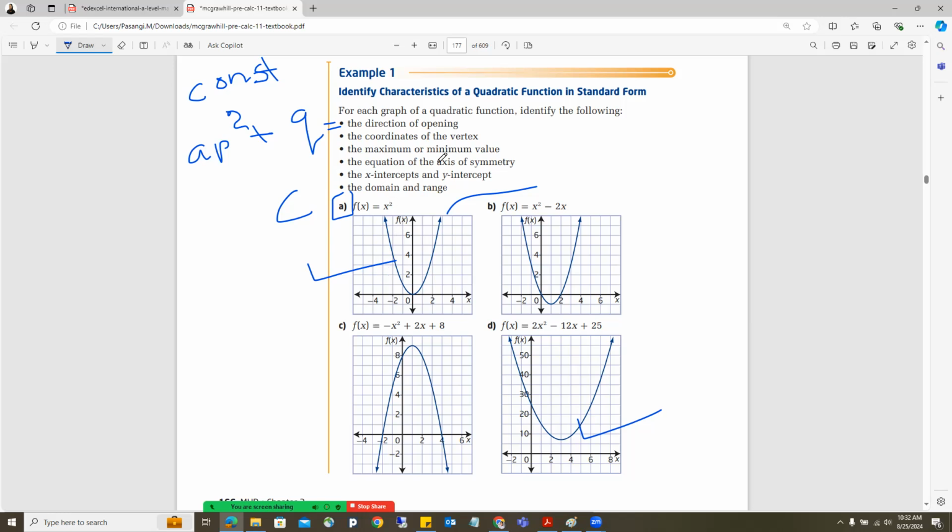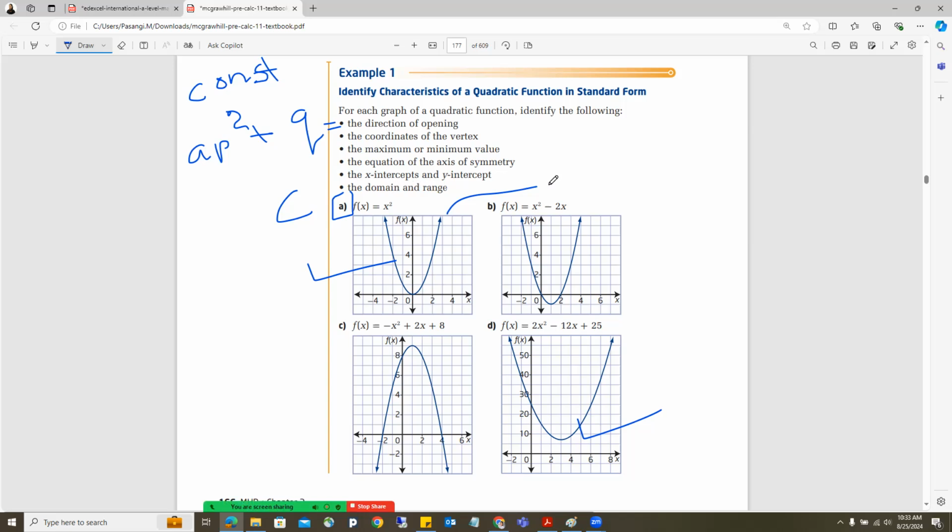The equation of the axis of symmetry, x equals 0. That means the y-axis. Then the x-intercepts and the y-intercepts. x-intercepts? How about 0, 0? Yes, you can take 0, 0. And what about the y-intercepts? Only 0, 0. Yes.